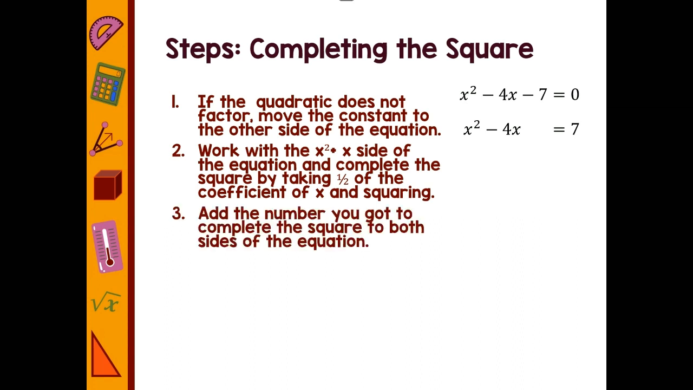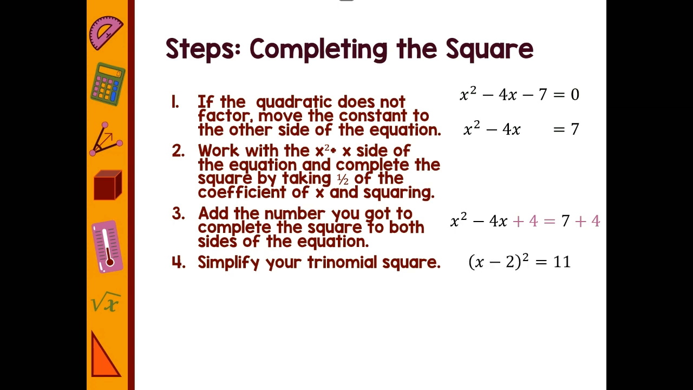Well, if we add 4 to one side of an equation, we have to add 4 to the other to keep everything equal, to keep it balanced. And so now that we've completed the square on the left side of our equation, we can simplify our trinomial, which in this case would be factoring using a perfect square trinomial, where we take the square root of the first term, the square root of the last term, and the sign of the middle. And then on the right side, we have 7 plus 4, which is 11.